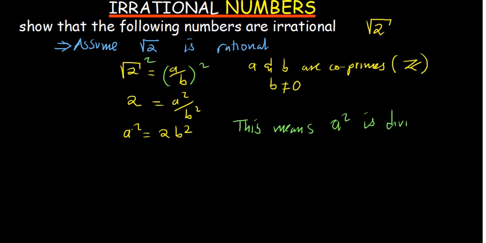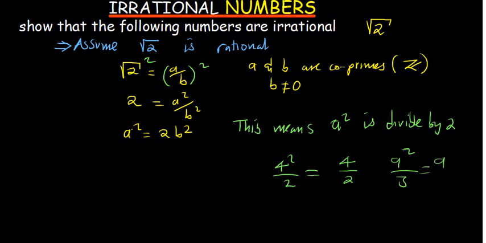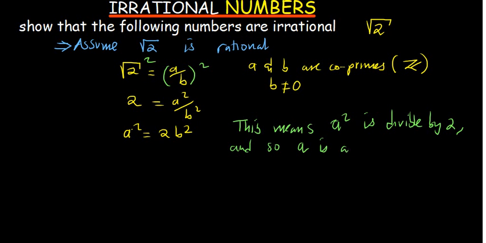by 2. Now look, if I say 4 squared can be divided by 2, then this means that 4 can also be divided by 2. If I say 9 to the power 2 can be divided by 3, this means that 9 can also be divided by 3. So if a squared can be divided by 2, then a can also be divided by 2. So we are writing the statement still: this means a squared is divisible by 2, and so a is also divisible by 2. Hope we are following well.